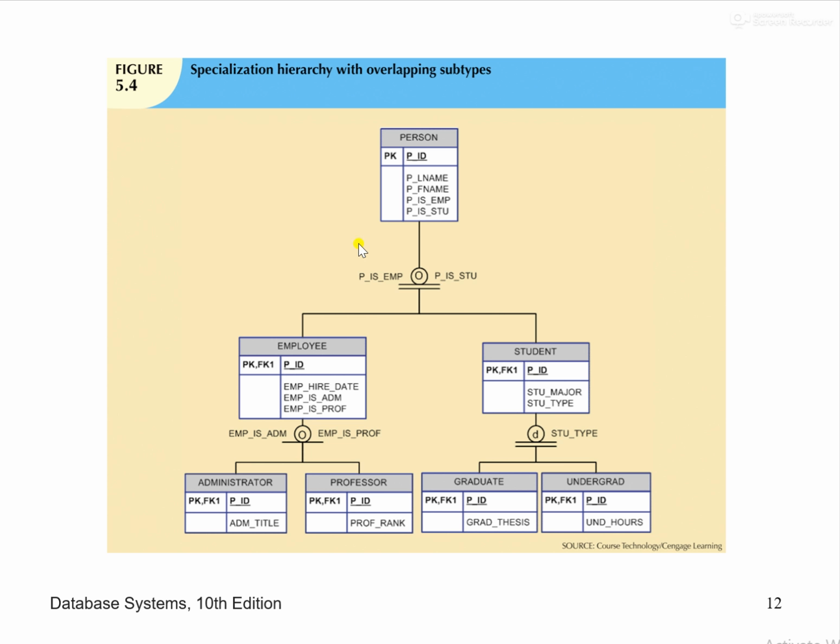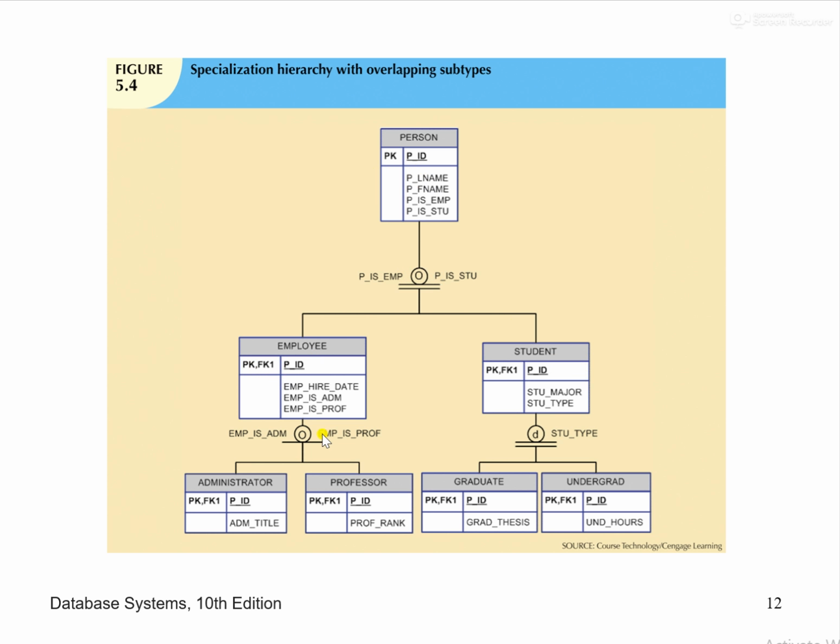When it is showing total completeness, we say that every supertype occurrence must be a member of at least one subtype. Like every time we have an entity person, it must be one of the types, either employee or student. So it is assumed like that, so it is total.